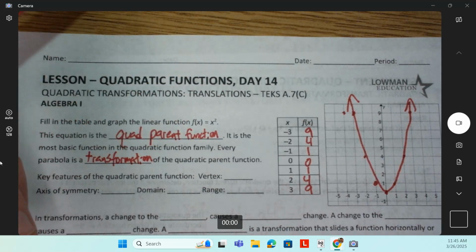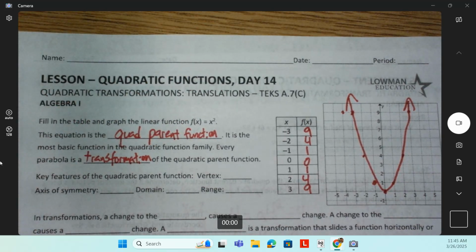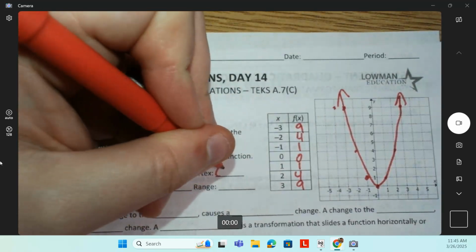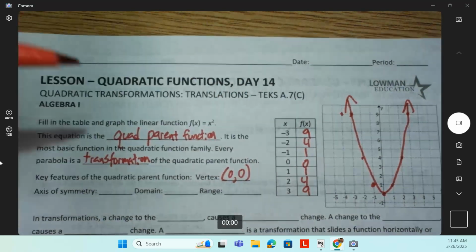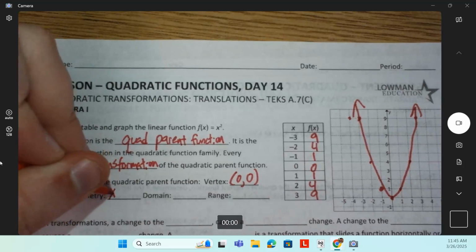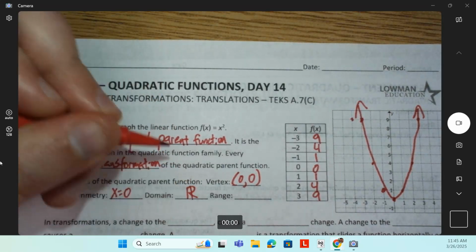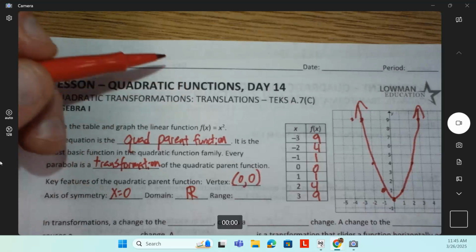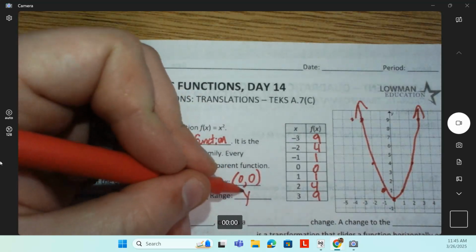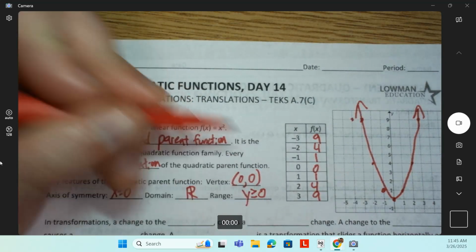So looking at the key features of this, the vertex for this would be at 0, 0. Axis of symmetry, x equals 0. Domain is always all real numbers when we have just the regular formula. And all my y values are greater than or equal to 0.